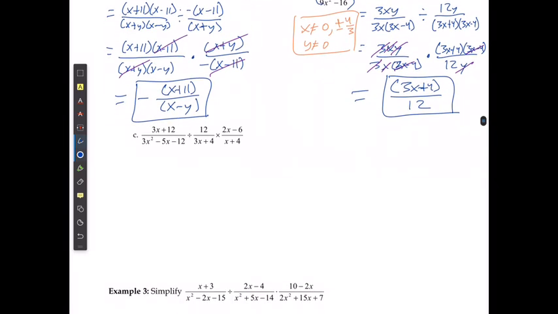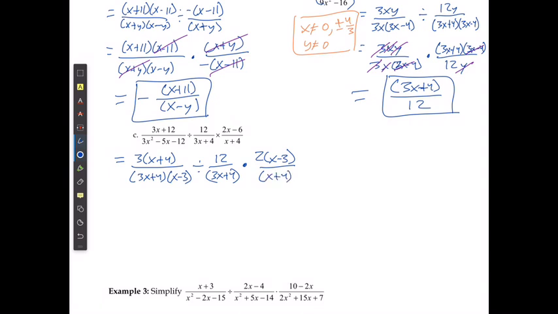For example C, same process. Step 1 is we're going to factor. So I'm going to wind up with 3(x + 4) over (3x + 4)(x - 3) divided by 12, and the 3x plus 4 can't be factored any further, and multiplied by 2(x - 3) over (x + 4).